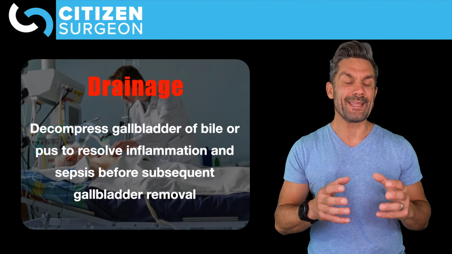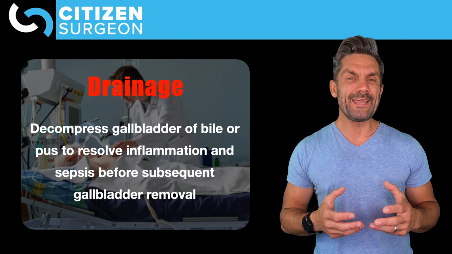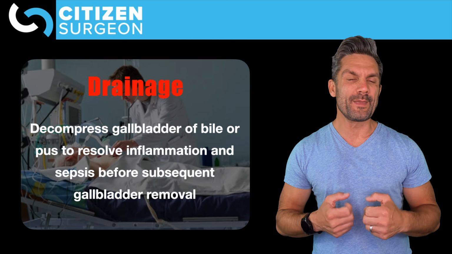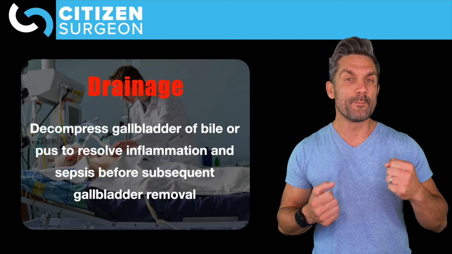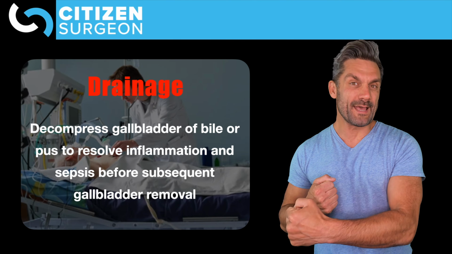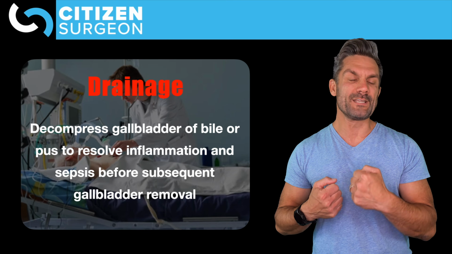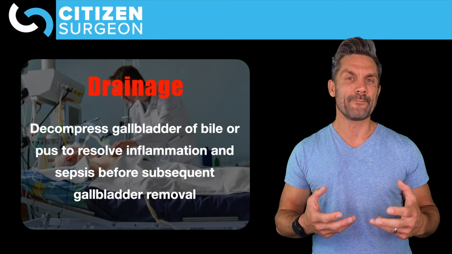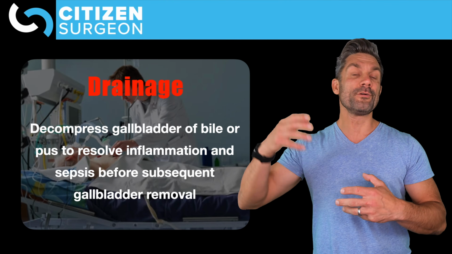All right, second is drainage. Now, what does drainage do? Well, drainage removes the pus and the inflammatory debris. It removes the source of sepsis. So it drains the pus, the inflammatory tissue and inflammatory fluid that's causing sepsis and septic shock, so that we can do a gallbladder removal further down the line.